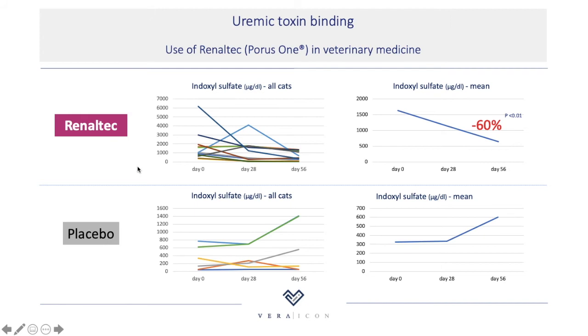This study is showing that if you add Renaltec to geriatric cats, and some of these cats probably had overt preclinical CKD, indoxyl sulfate levels will decrease significantly.